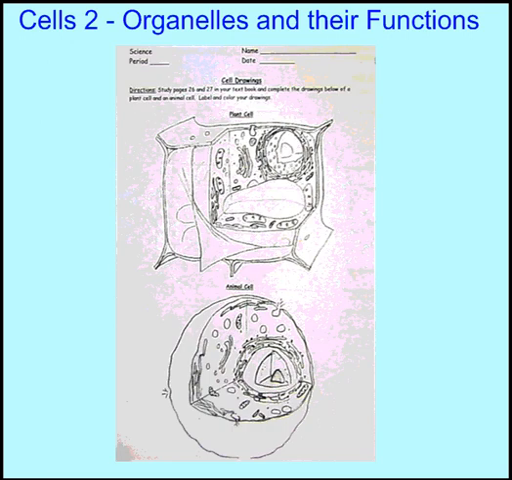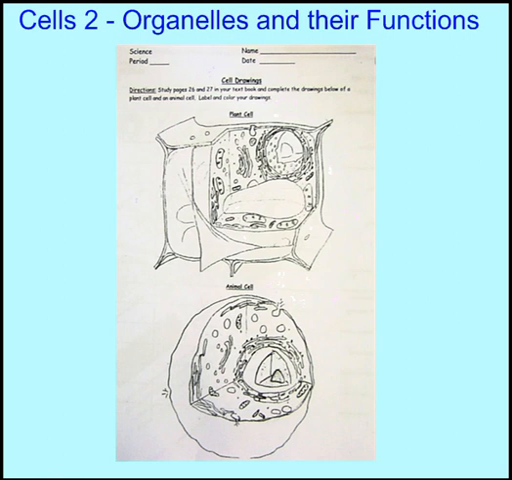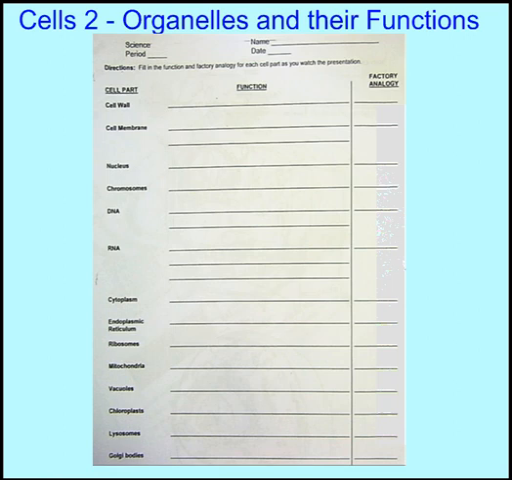Today we're going to be reviewing all of the organelles that you would find in a typical cell and what their functions are. This worksheet accompanies the video. On the front we're going to be coloring and labeling these two diagrams of a plant cell and an animal cell. And on the back, we're going to be writing down the function of each of the cell parts and then comparing it to a part that you would find in a factory. This will help us better understand and remember what the different parts of a cell do.